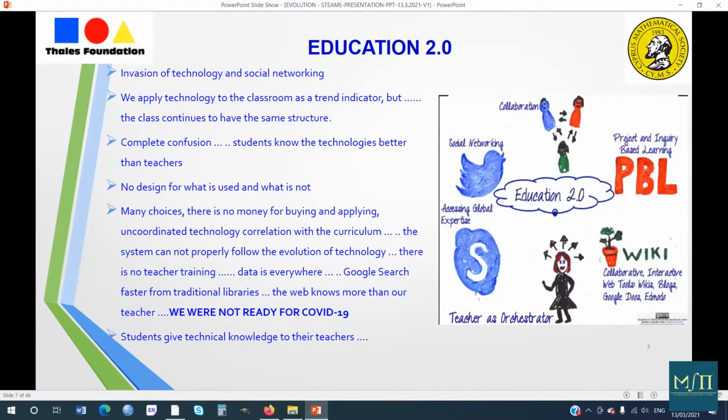We were not ready for COVID. See what happened? If we had digital technology and digital learning in place, and internet with good speed everywhere and free, then we would have been ready for COVID all over the world. But in some areas, there was no internet, or even if there is, it's very slow, so no accessibility. This has been a problem in many countries. Students give technical knowledge to the teachers. So this is where we stand today.